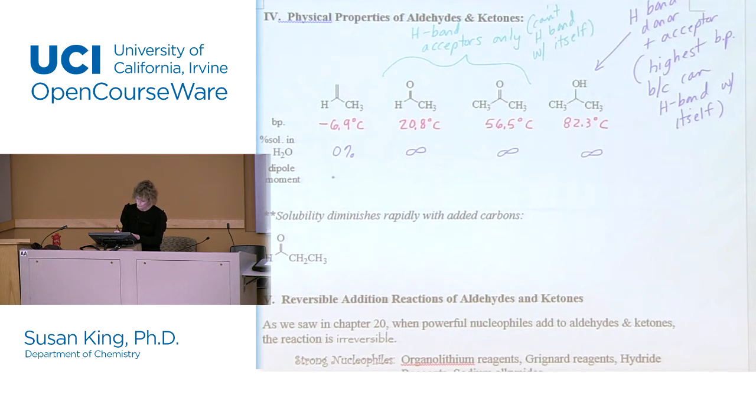Dipole moment, 0.5 for the alkene, 2.7. I've seen different numbers for these. The aldehyde and the ketone, similar, but they're not exactly the same. I think this number's from your book. I'm not sure. 2.7, so similar dipole. And then 1.7 for the alcohol. So even though we have a smaller dipole, the alcohol has a higher boiling point because of hydrogen bonding.